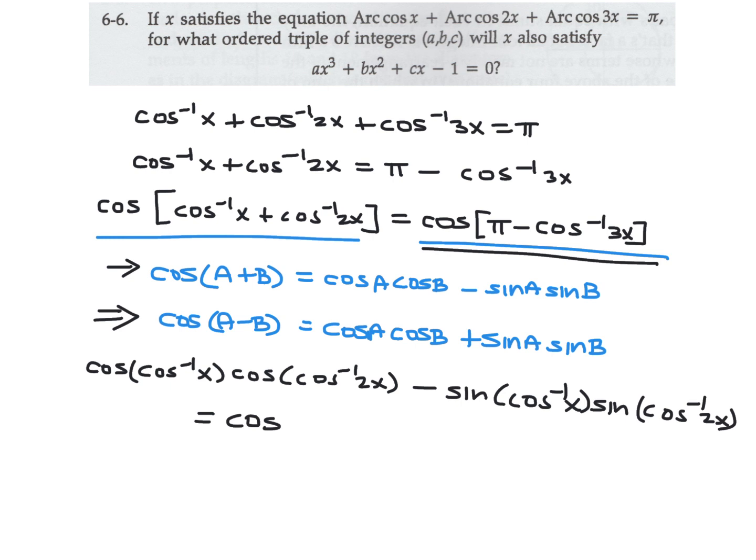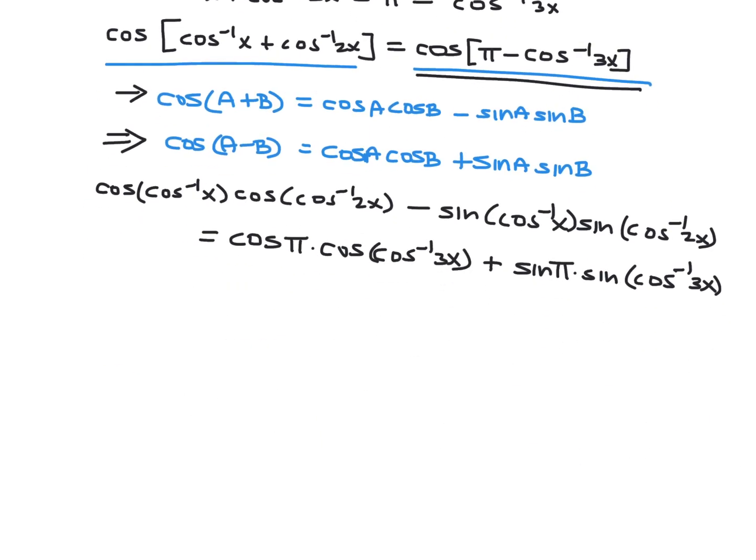So there'll be the cos of pi times the cos of cos negative 1, 3x, and then plus the sine of pi times the sine of cos negative 1, 3x. Okay, all right. So let's go through this. So this one is just x, and that is just 2x. So that's pretty easy.